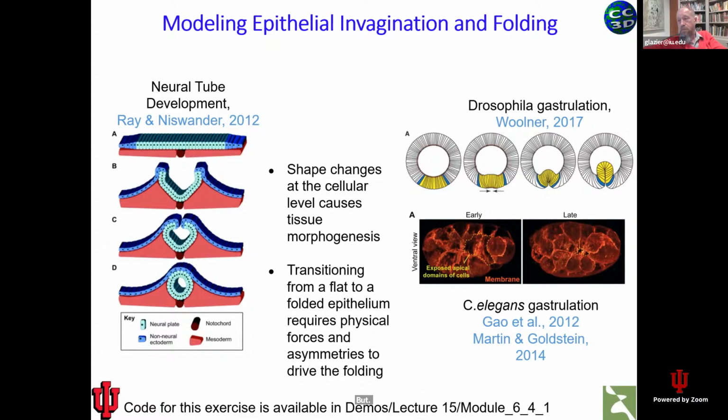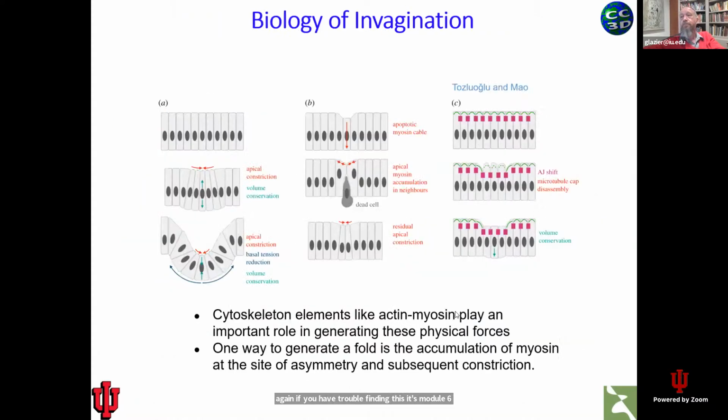Again, if you have trouble finding this, it's in module 6_4_1. So what's going to happen here: we have an initial set of cells that are uniform. Something is going to change in a subgroup of those cells. And at the apical surface of those cells, there are going to be contractile forces that are going to make the surface area of the cells less. That's going to make the cells essentially wedge-shaped. If the cells are wedge-shaped, we know that that is how you build an arch. And so you're going to get a bending of the tissue.